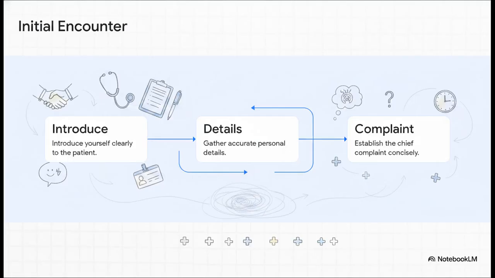The truth is, all those excellent clinical skills mean absolutely nothing if you can't effectively communicate with someone who is injured, terrified, or even angry. Initiating contact under pressure demands a structured approach. First, introduce yourself clearly so the patient knows exactly who you are and what your role is. Second, gather accurate personal details. And third, establish the chief complaint concisely. You really need to know exactly what is bothering them the most right now. It sounds super simple, but maintaining this kind of structure during a completely chaotic emergency is a vital skill.